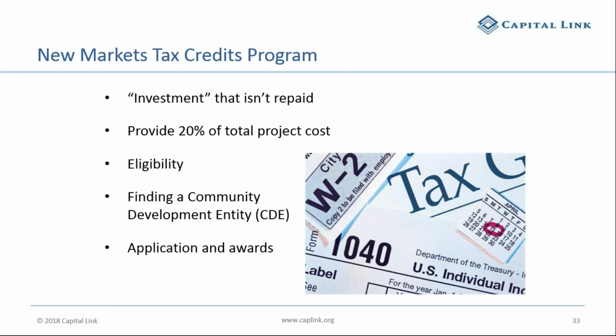So for our new markets tax credit program, there is a piece, as I mentioned before, of investment that isn't repaid. Typically it's 20 to 25% of total project cost that you don't see until the end of the 7-year period, but it's still equity towards your project. Eligibility for this program, you're typically looking at projects 5 million plus for it to be worth it, because it is high cost to get into. Finding a community development entity, they are the ones that do an application, and they're the ones that attract the tax credits through allocation from the CDFI fund.